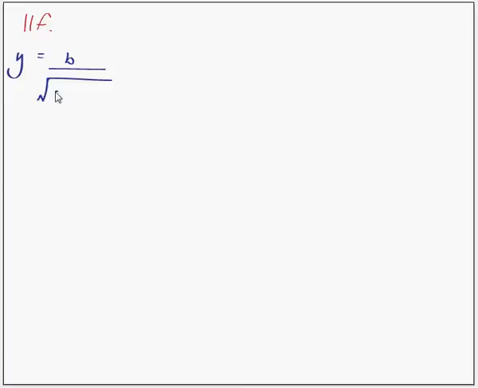Next question, 11f. It looks like this. b divided by the square root of c minus a half x. So again, I'm just going to rewrite this using index notation. C minus a half x to the power of minus a half. Minus because it was underneath the fraction, half because it was the square root.